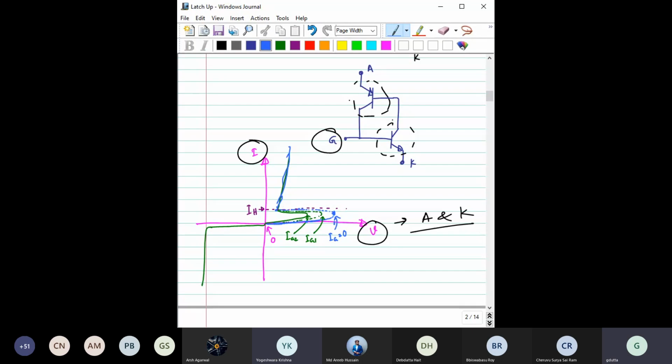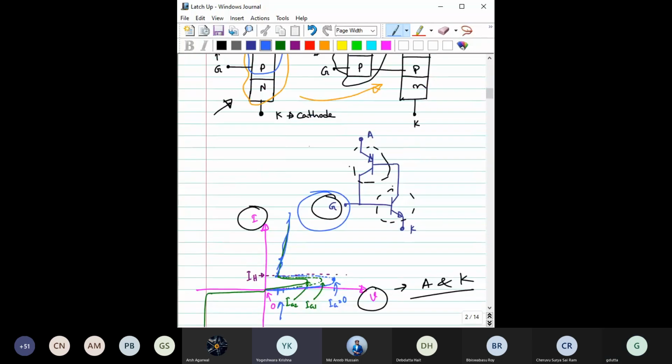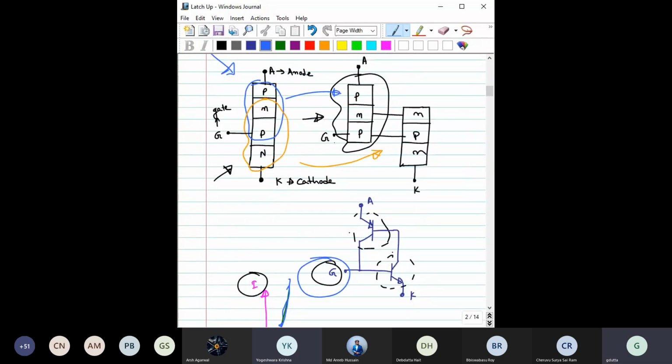Now, that's what I said initially. Once this avalanche has been triggered, you do not need that high voltage to sustain it. You can get a very high current by applying a very small amount of voltage across it. Right? Then what is the purpose of using this gate terminal?